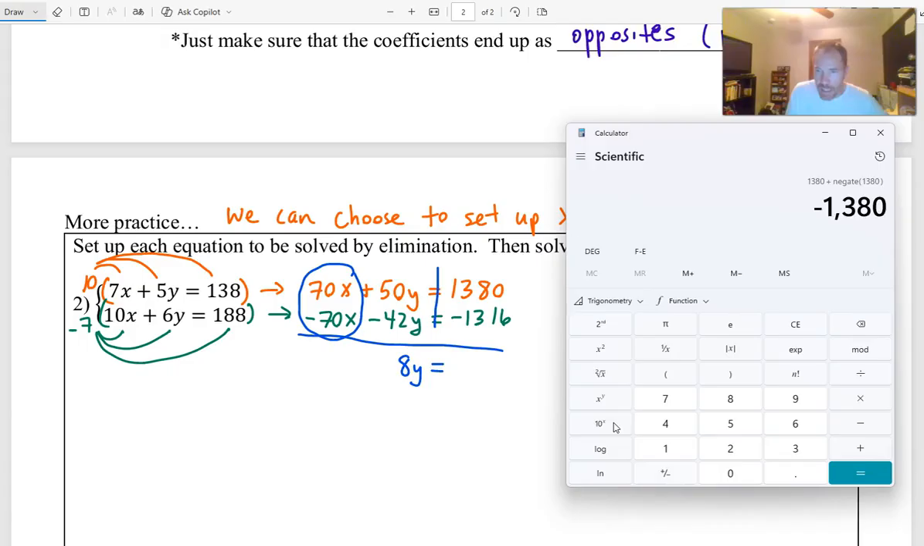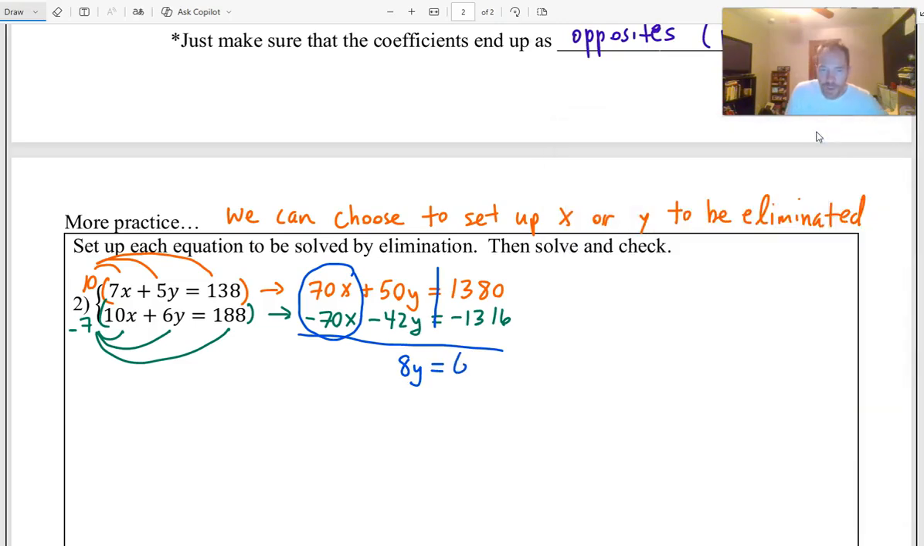1,380 plus a negative, whoops, not that one, negative 1,316, that's negative 64. All right, so divide by 8. That gives us y equals 8. Remember, that's a coincidence that it's the same coefficient that I had for y up above.